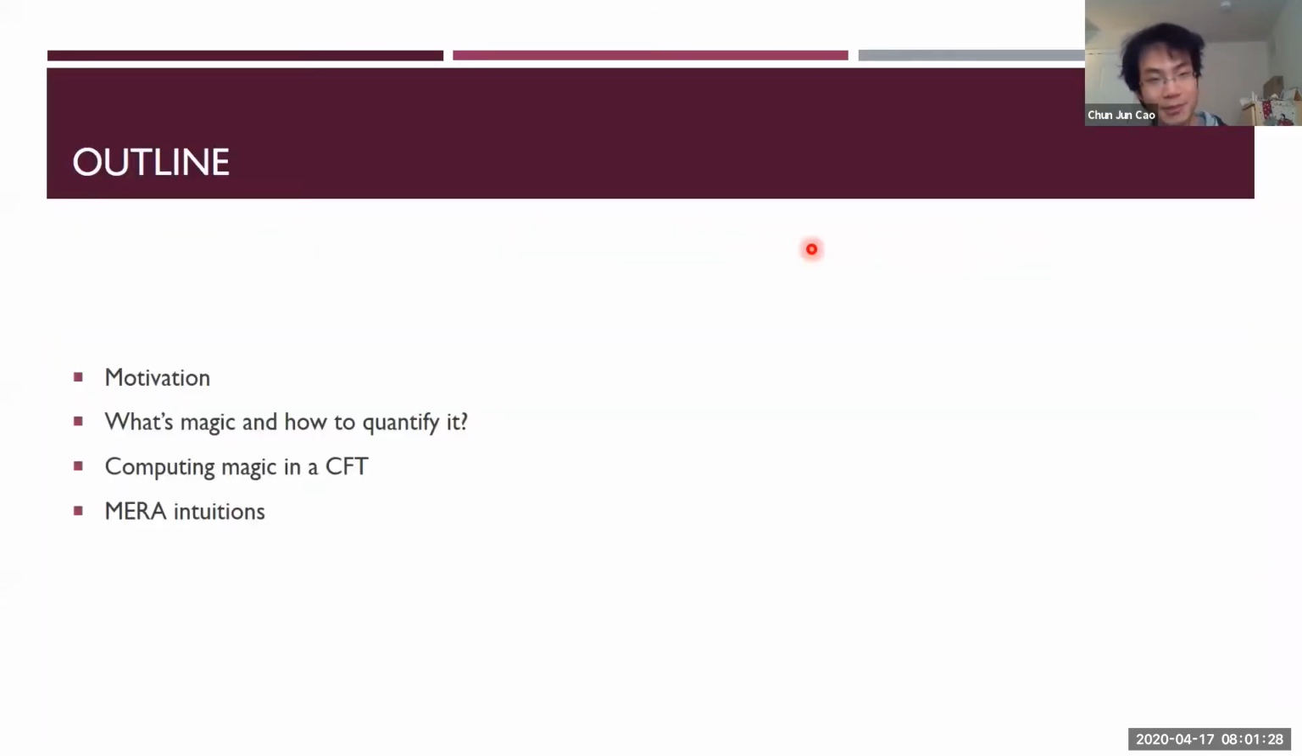Great. As a brief outline, let me first motivate why we care about this kind of question, and you might be wondering what exactly is the magic I'm talking about. After motivating the problem, I will talk about what is magic and how we can compute magic in a conformal field theory, at least in this sort of preliminary setting. Then at the very end, I'll use MERA tensor networks to explain some of the features that we're seeing, so that we gain some intuition after seeing the data.